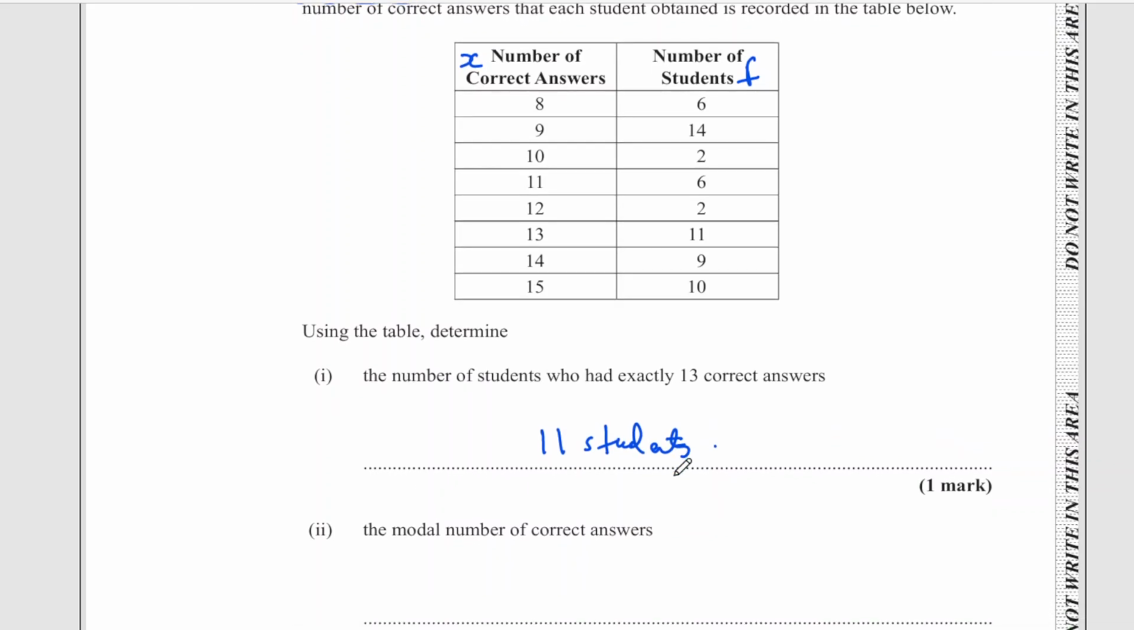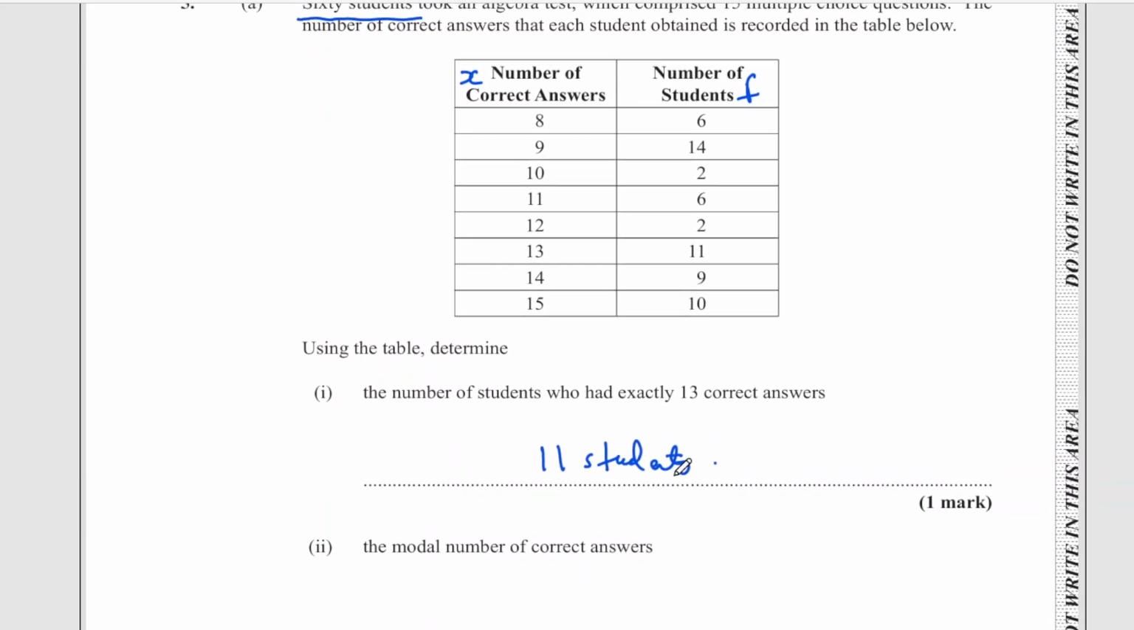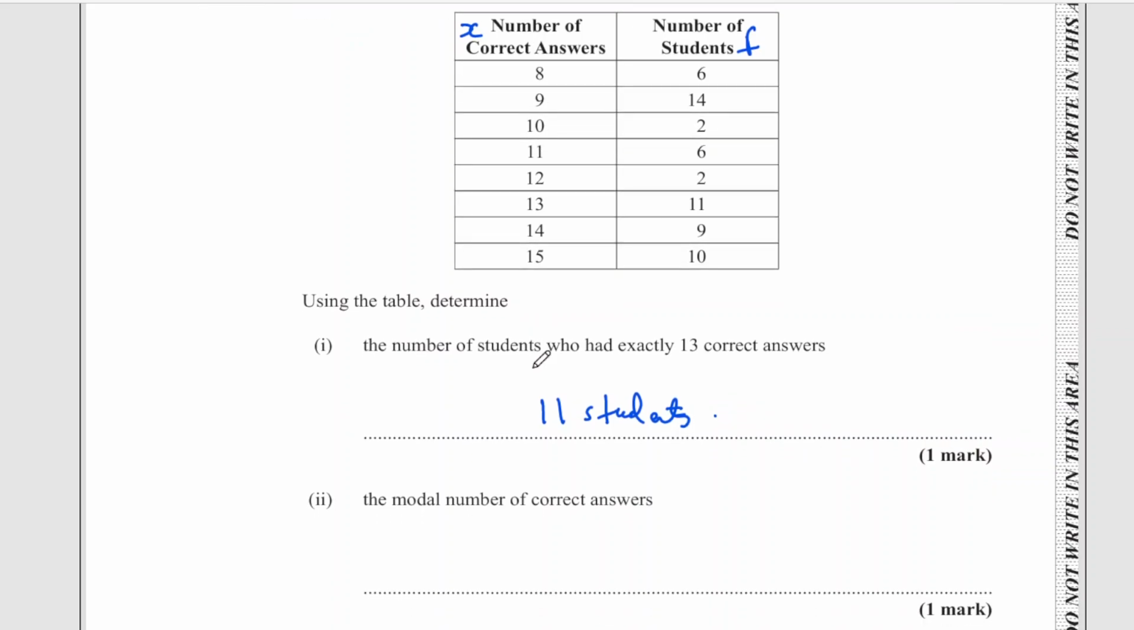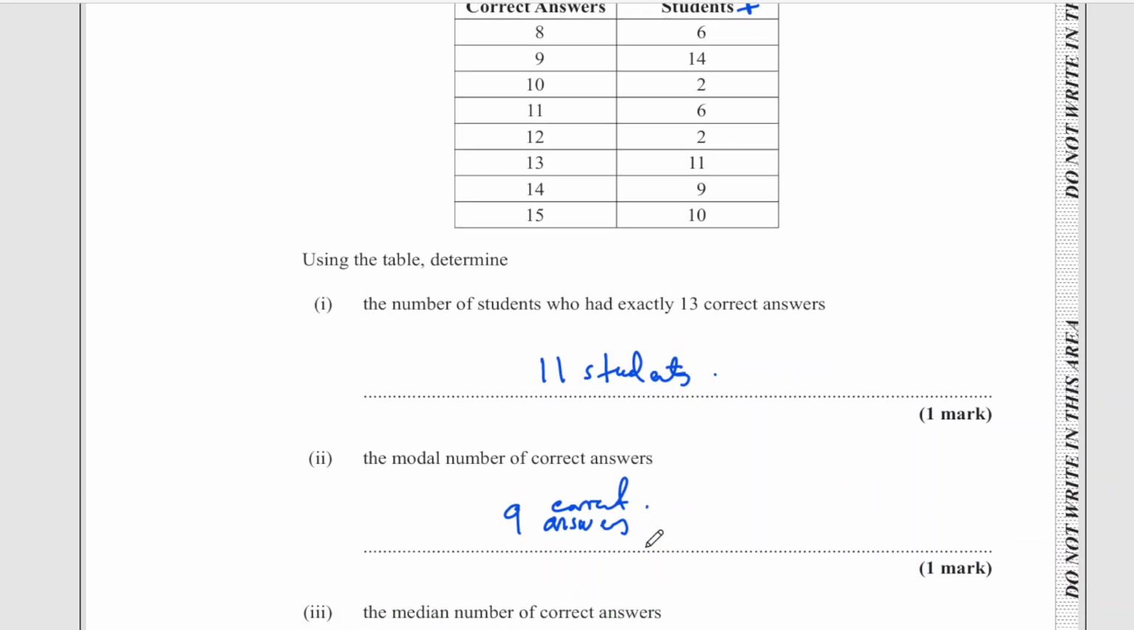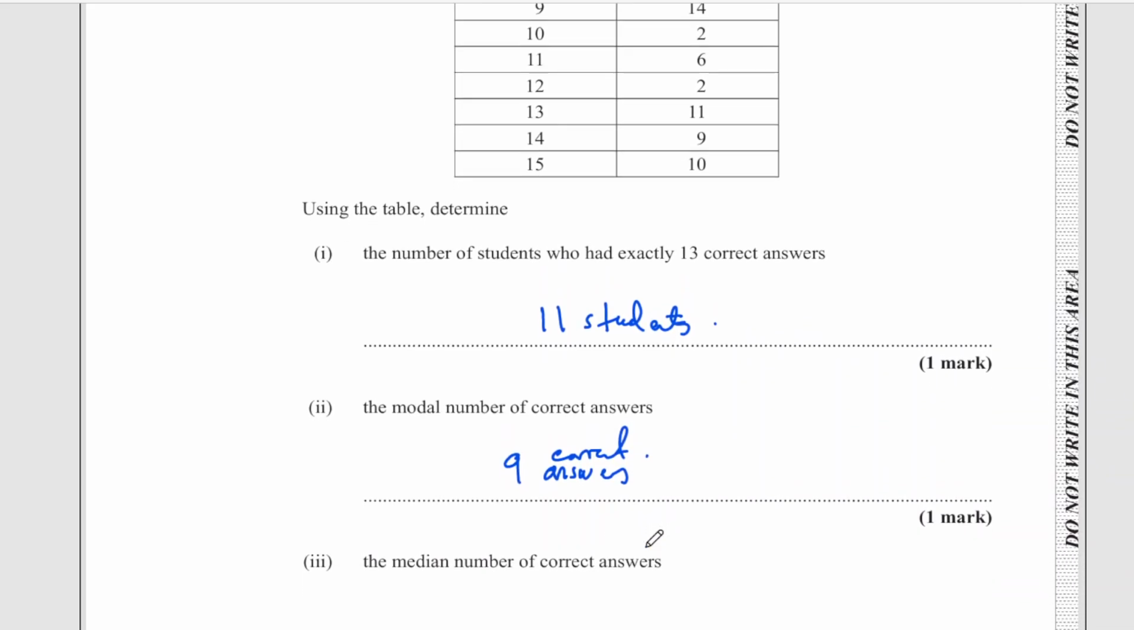The modal number of correct answers. So for the mode, we look for our highest frequency. The highest frequency is 14. This 14 refers to 9 correct answers. So our modal number of correct answers would be 9 correct answers. Right, so pretty straightforward, 1 mark there.